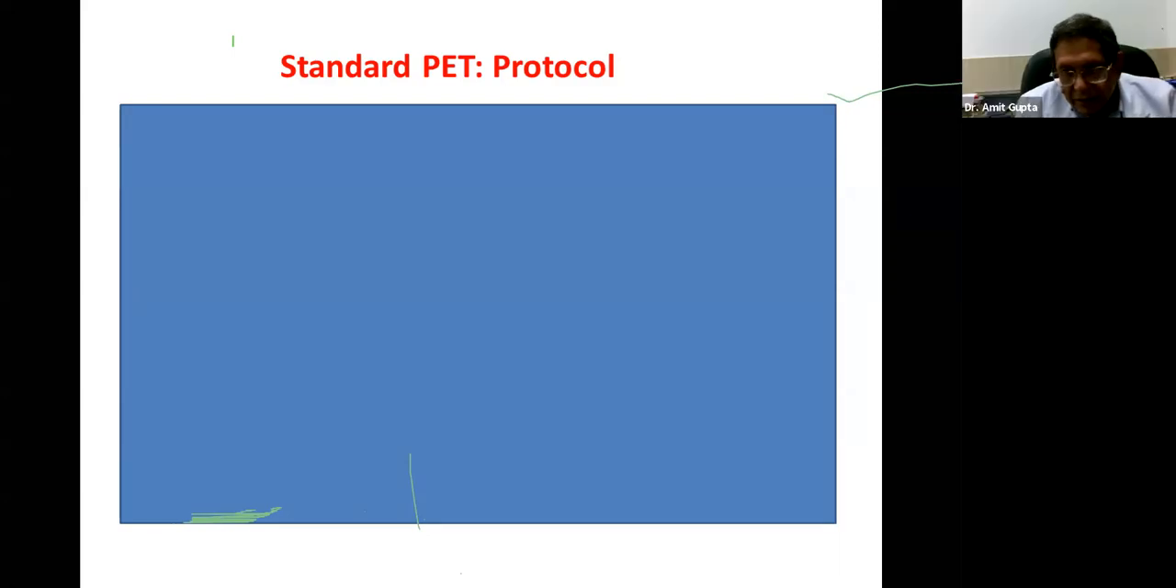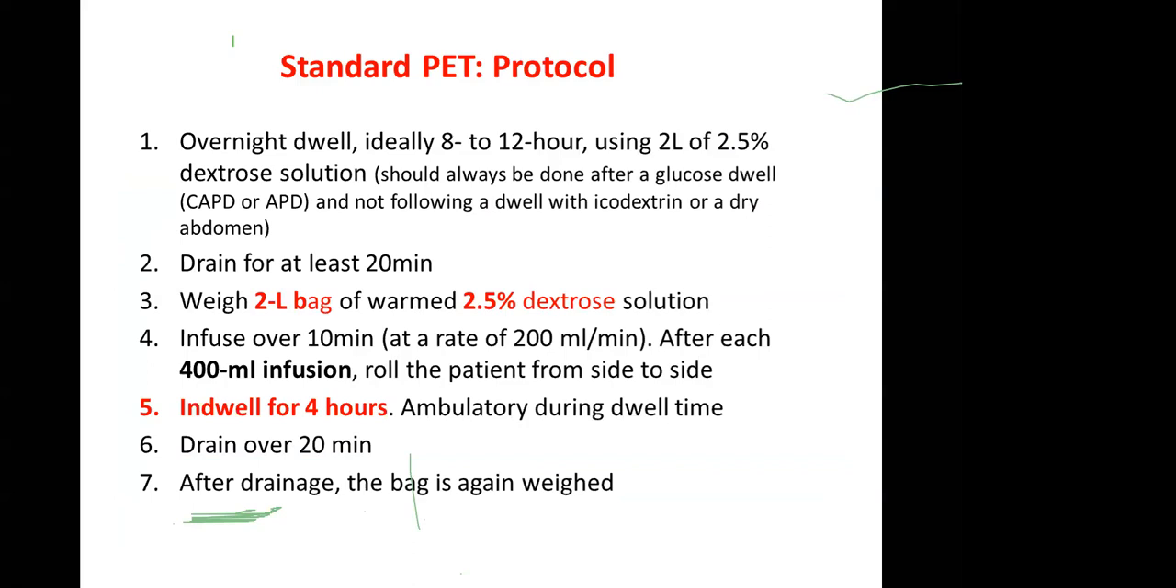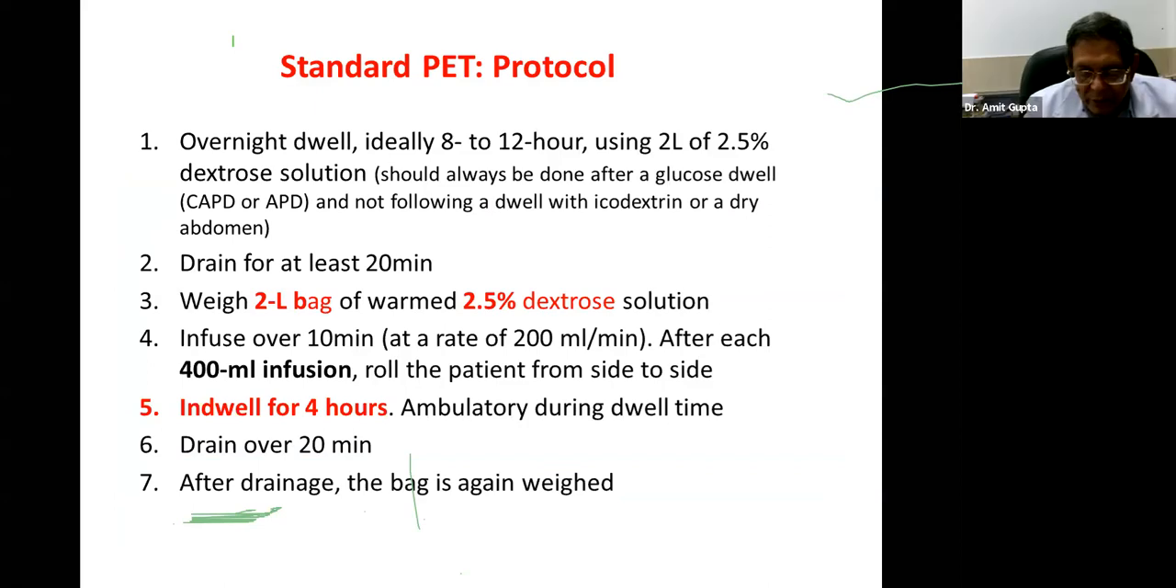Okay, excellent. So, as you mentioned, the patient should not be kept dry. This should be an overnight dwell, ideally for 8 to 12 hours, using a 2.5% 2-liter bag. And then you drain this fluid out when the patient comes in for this PET in the morning, over at least 20 minutes. And you take a new 2.5% 2-liter dextrose bag, you warm it up, and infuse this over 10 minutes at a rate of 200 ml per minute. And after each 400 ml, you ask the patient to roll from side to side so that the fluid is spread over the entire peritoneal cavity.